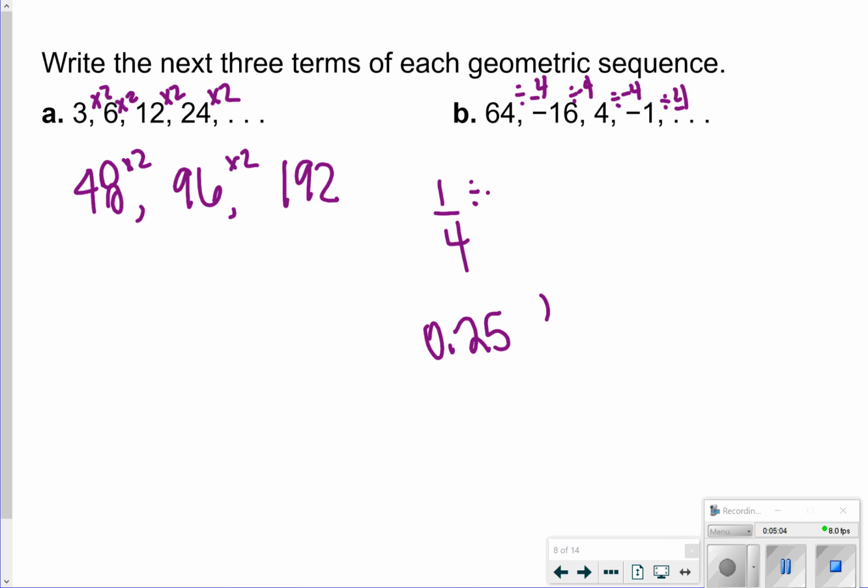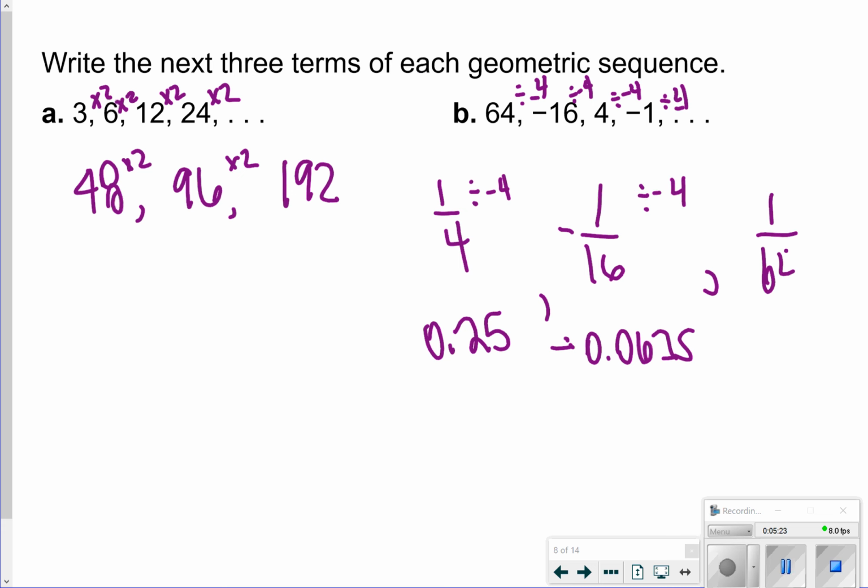The next one, if we divide that 1/4 by -4, you can write -1/16, or -0.0625 if you wrote the decimal form. And then -1/16 divided by -4 would give us 1/64, or if you wrote the decimal form, that would be 0.015625. Okay, so sometimes you can divide by negative numbers too, and that is fine. You just have to make sure that you're using the multiplication and division properties of negative numbers.